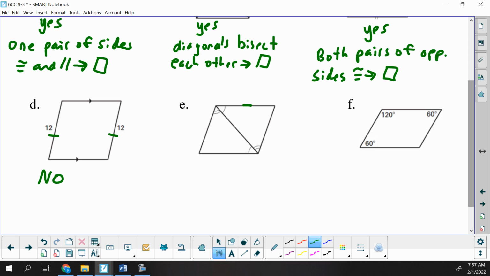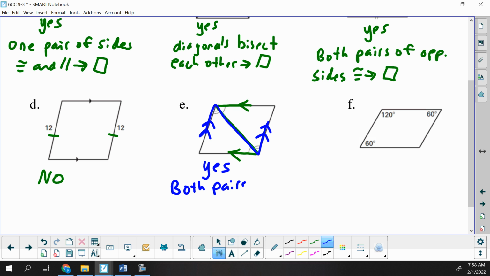In E, we got some angles marked. Well, based on that zigzag, because those angles are congruent, these two would be parallel. Based on this zigzag, those double angle markings, because they're congruent, these would be parallel. Well, now we've got both pairs of opposite sides parallel. Well, that's one of our ways we get a parallelogram, so we'll have yes, and our reason is both pairs of opposite sides parallel implies parallelogram.